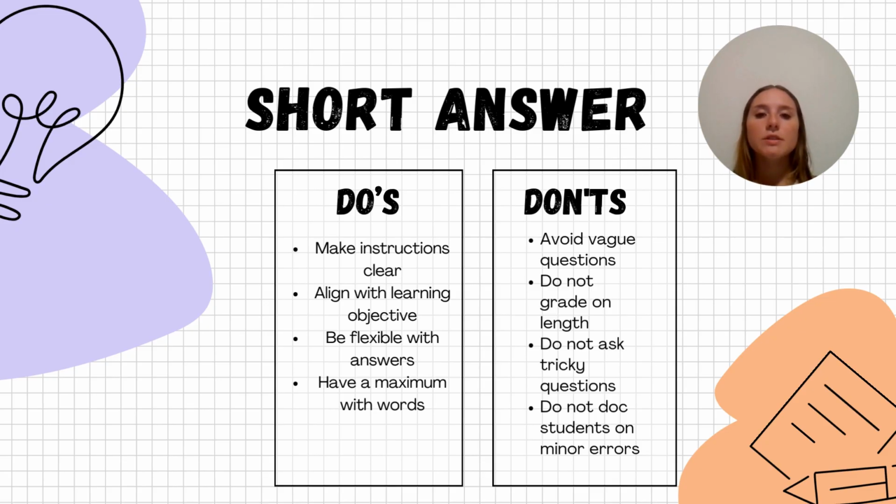All right, here is my do's and don'ts for short answer. So some do's is make the instruction clear and the wording clear with the questions that you're asking your students to do. You do not want your students to feel confused by what you are asking. Then don't forget to align your questions with your learning objective from the beginning of the lesson.